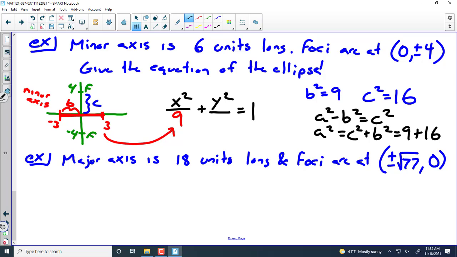So the question is, what do I put under here? Do I take the square root of 25? Do I square it, or do I leave it as 25? I leave it as 25 because this is a squared. And we're done. X squared over 9 plus y squared over 25 equals 1 is the ellipse that has a minor axis 6 units long with foci at (0, plus or minus 4).